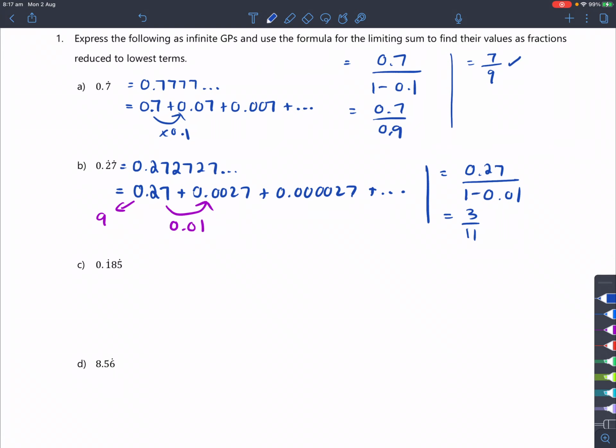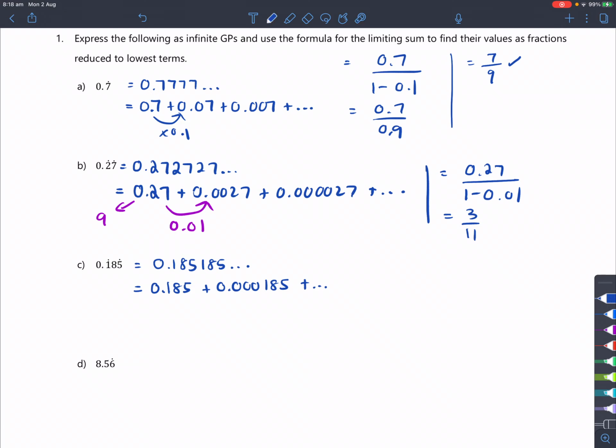Question C, 0.185 recurring. This is 0.185185, and so forth. So let's break that up into 0.185, then replace all these values here by zeros, and follow it up by another 0.185. So that should add up to become what's over here. There's more numbers after that, so we're just going to write plus dot dot dot. Okay, so now our a value is this, but what's our ratio? It's going to be, let me just double check, 0.001.